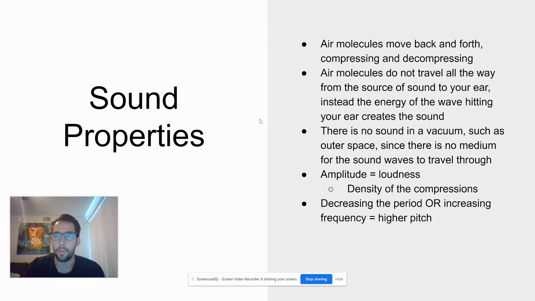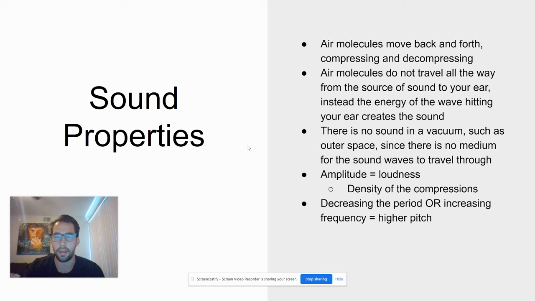Some properties that you need to know: air molecules move back and forth, compressing and decompressing. The air molecules do not travel all the way from the source of sound to the ear. Instead, the energy of the wave hitting your ear creates the sound. If it was the movement of the actual air molecules all the way across, that's more like wind, where the air molecules are moving all the way across an open area.